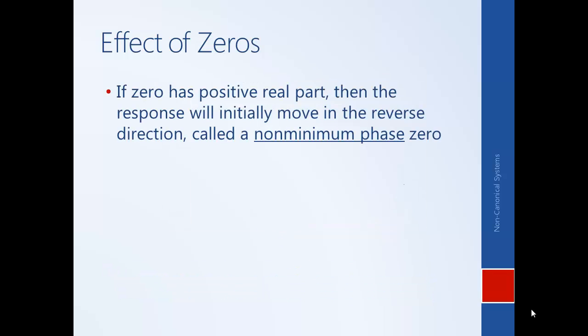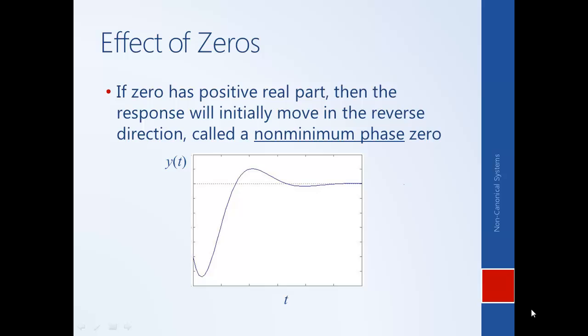We will now talk about a couple of exceptions to the trends shown on the previous slide. In particular, the response shown on the previous slides assumed that the 0 had a negative real part. It was in the left half of the complex s-plane. But if the 0 has a positive real part, then the response will initially move in the reverse direction. This is called a non-minimum phase 0, and this is an example response.